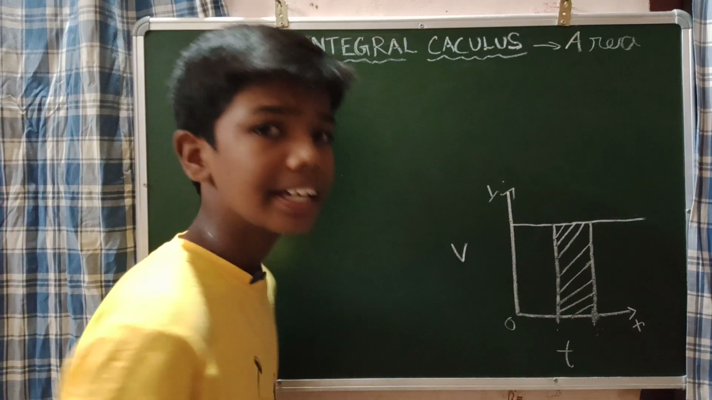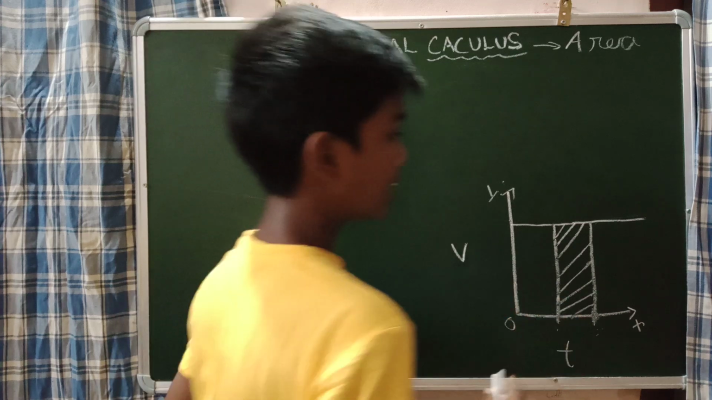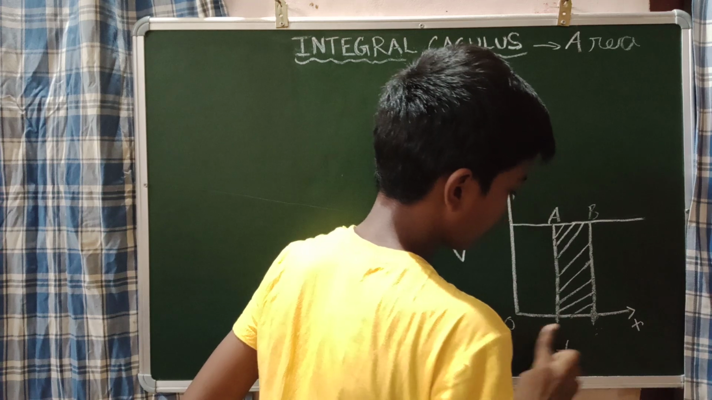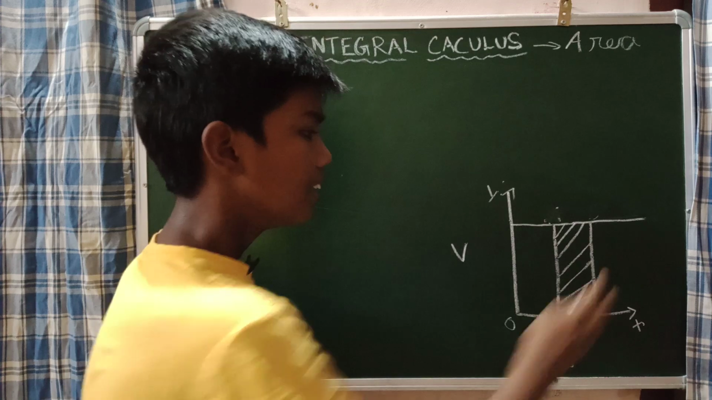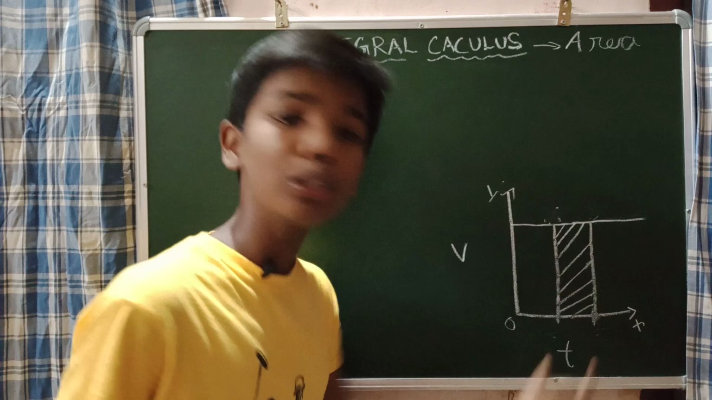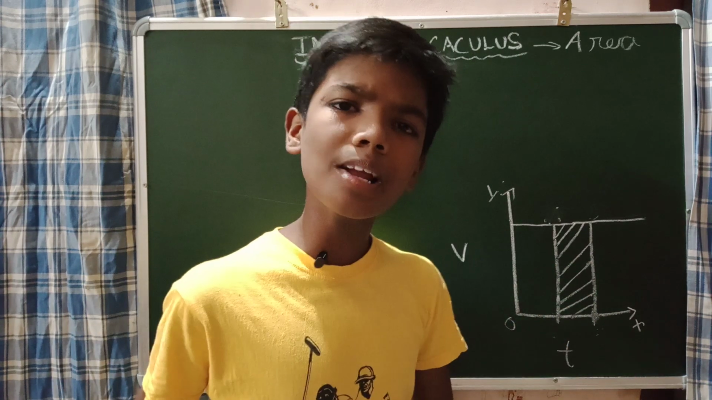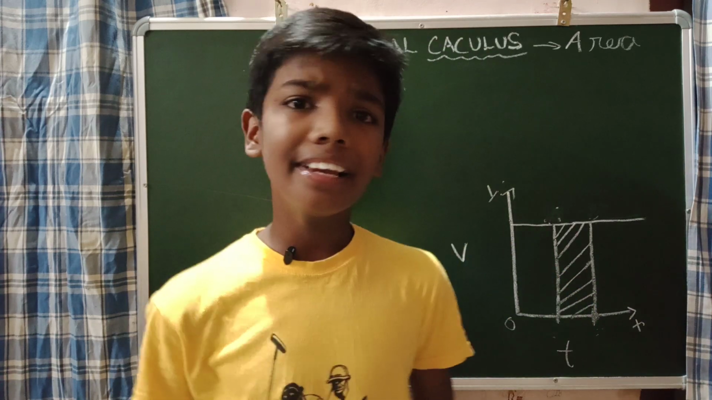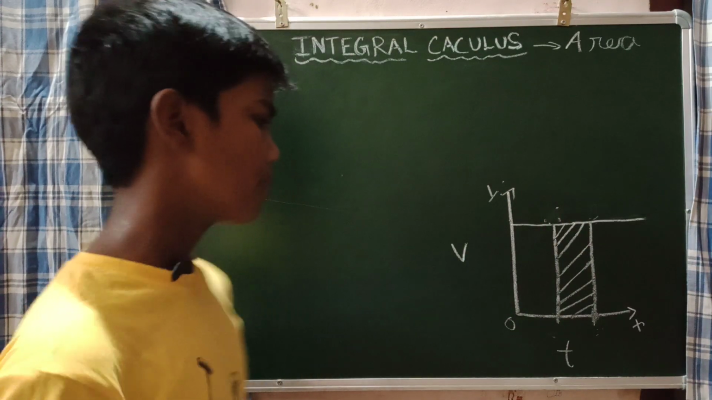Now, how will we find this area? As usual, all know this shape. Let us take these points as A, B, C. We need to find the area. You know that this shape looks like a rectangle. If it looks like a rectangle, we can use the area of rectangle formula. What is the area of a rectangle? That is length into breadth.